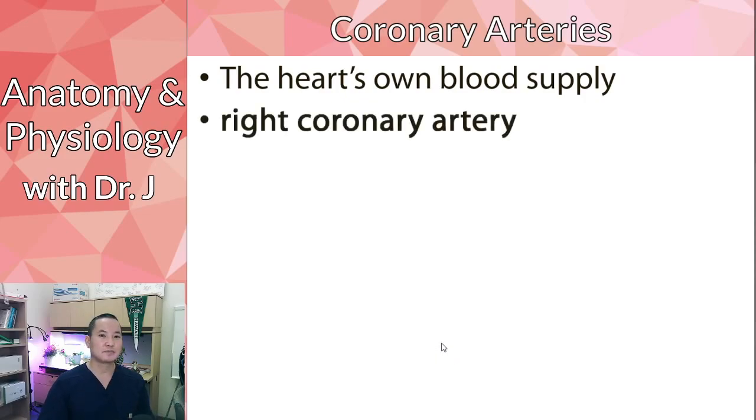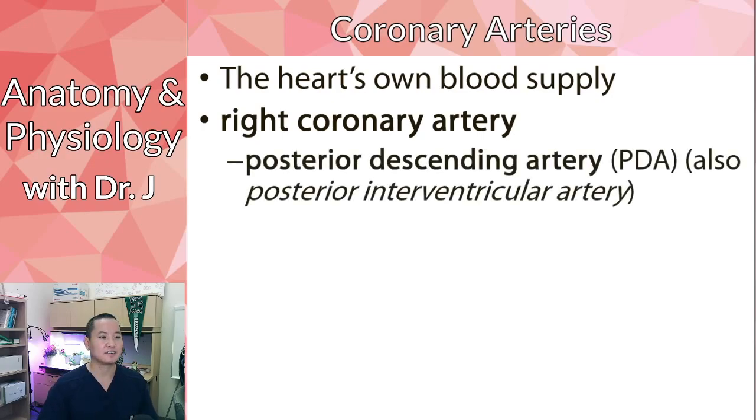So there are two main branches: the right and left coronary artery. The right coronary artery also branches into something called the posterior descending artery, abbreviated PDA, sometimes called the posterior interventricular artery. It depends on the textbook and the institution. I think it's worth your while to know both, because it depends on what hospital you end up at.